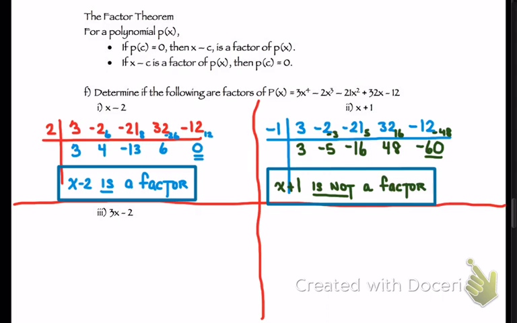Alright, number 3. I gave you one that's a little bit more challenging. Can you tell me in the third one what makes 3x minus 2 equal to 0? Come on, 3x minus 2, what makes it equal to 0? Hopefully you are saying that 2/3 is what makes it equal to 0.